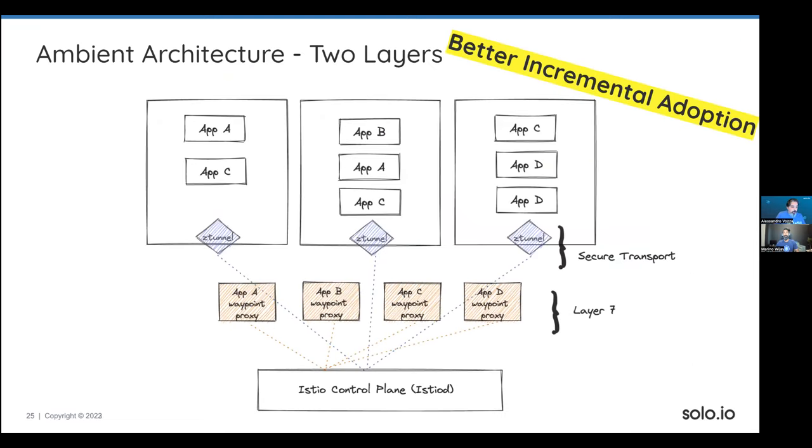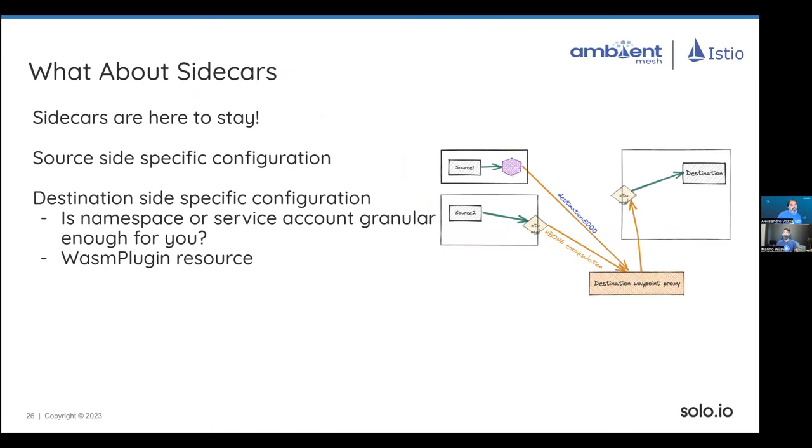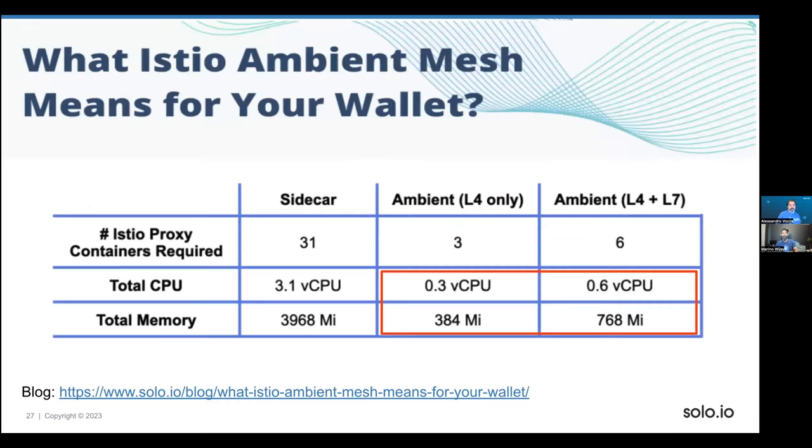And it also helps with adoption because you don't need to restart any application. You just deploy Ztunnel and Istio, and you onboard the application as you see fit, as you move with the adoption into the mesh. And of course, you can still work with sidecars as well. So you don't need to all of a sudden change everything and then start using Ambient Mesh. It's a gradual, progressive adoption of service mesh.